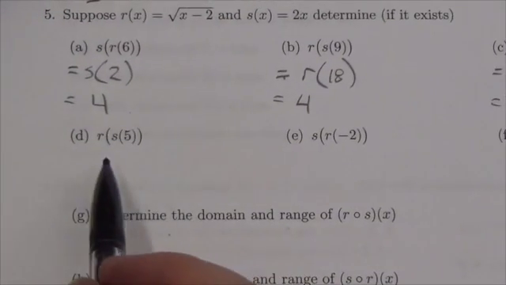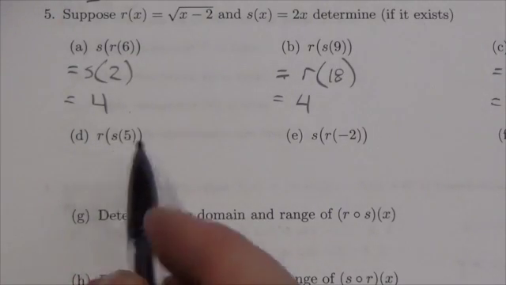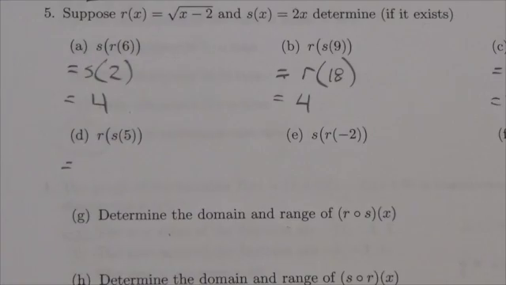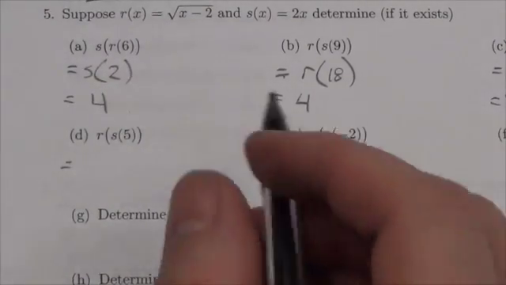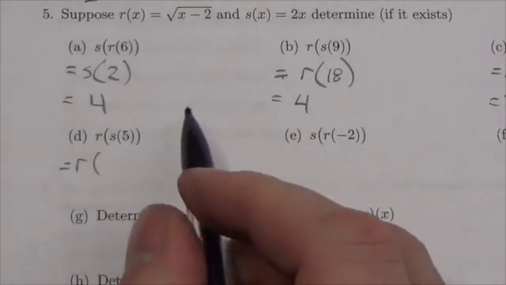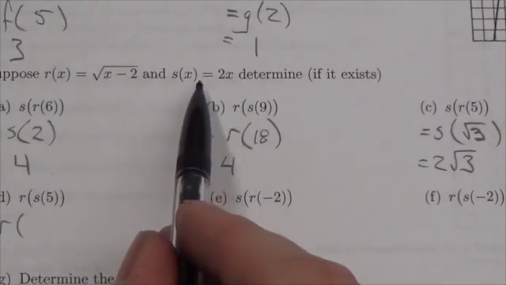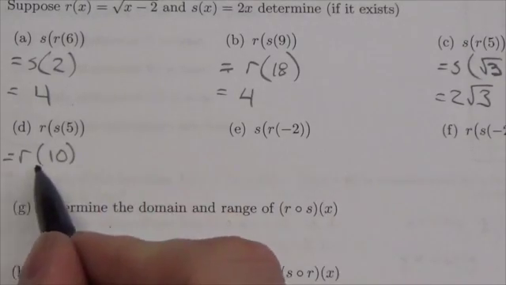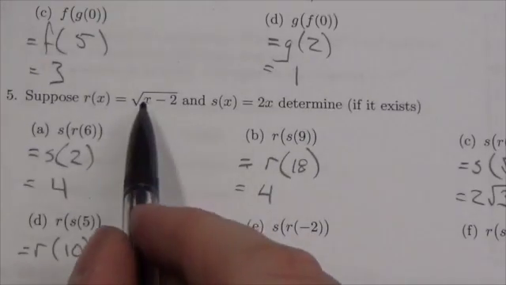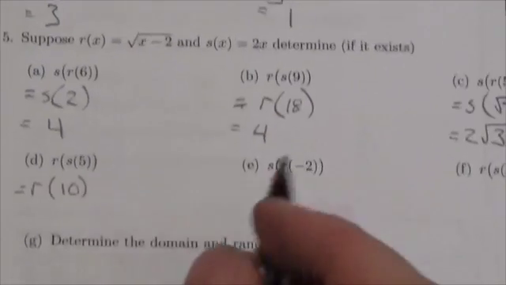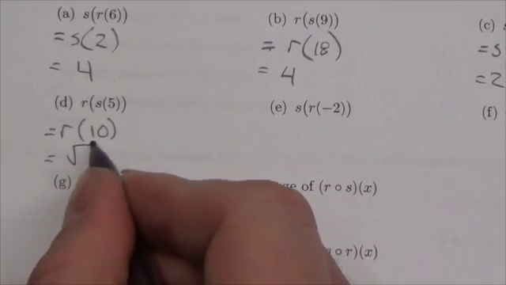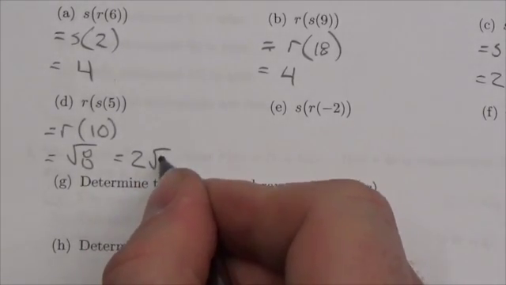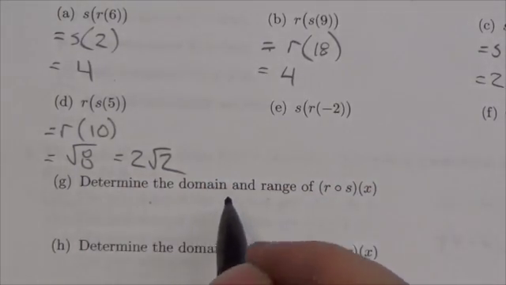Over here, r of s of 5. Now we're doing this in a slightly different order. And again, we would expect a different result because we've seen before that order does matter. So s of 5, I'll just multiply 2 by 5, so I'll get 10. And now I evaluate r of 10, so I plug 10 in for the x and subtract 2, and that is going to end up being the square root of 8. And that will simplify down to 2 root 2 when I simplify the radical.